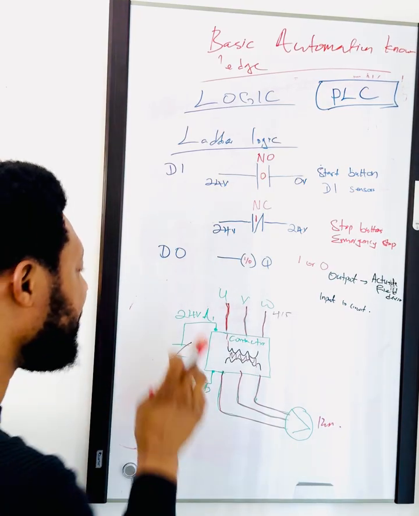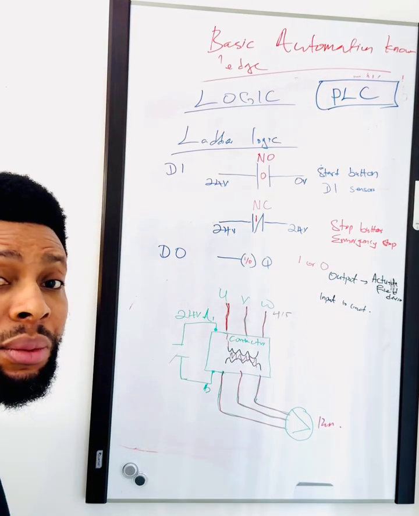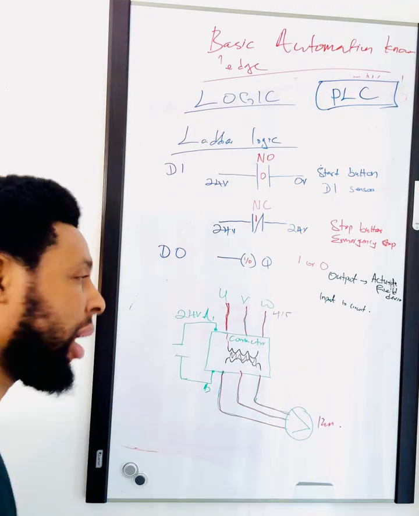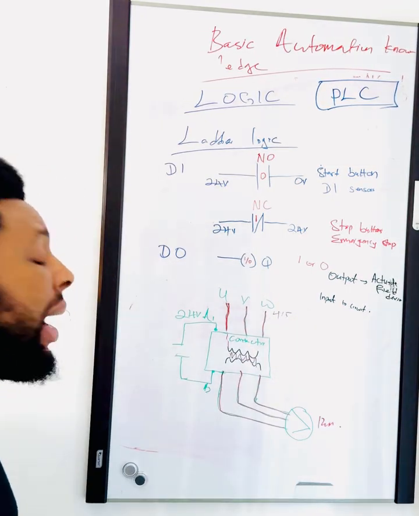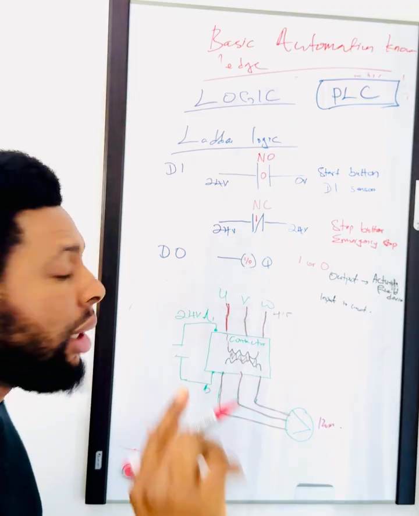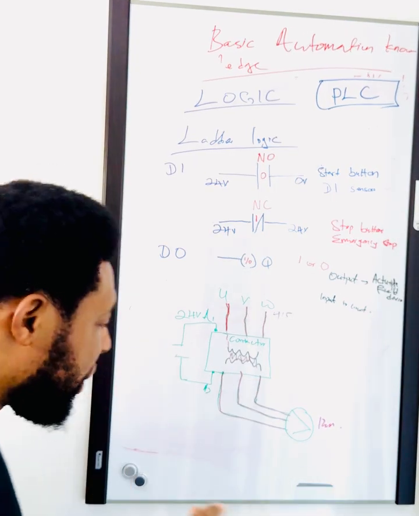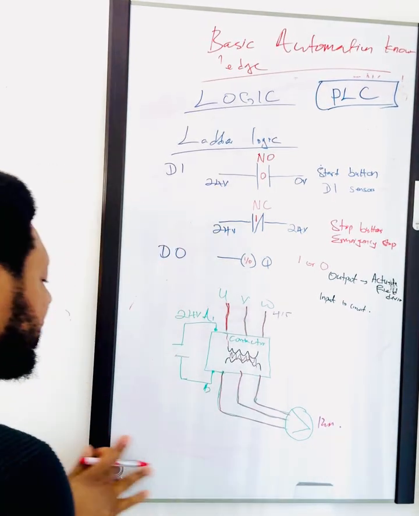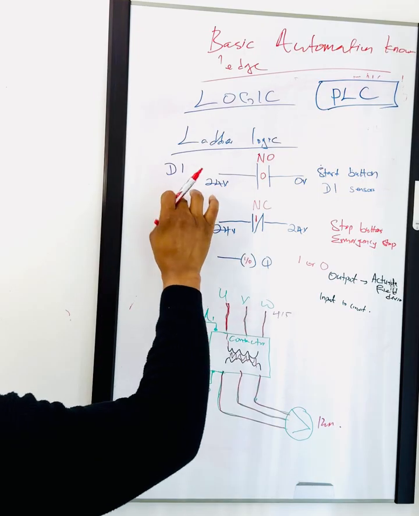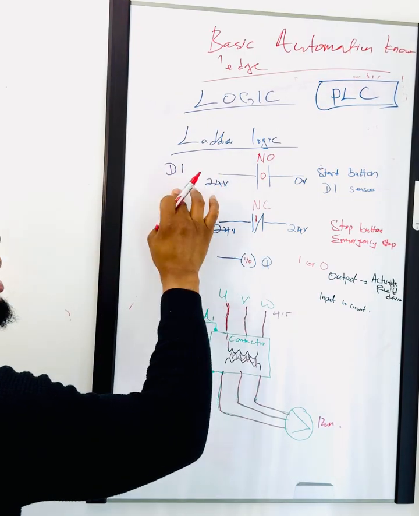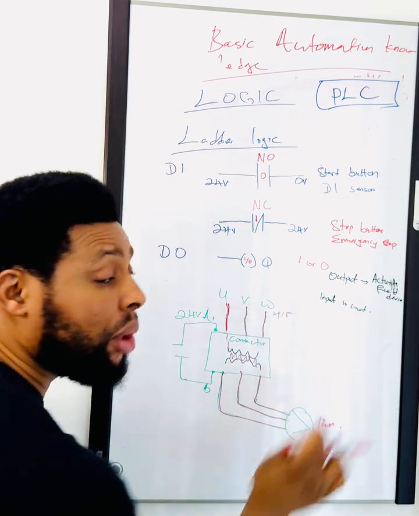What happens next? If you remove your hand, it's going to stop, right? But you're not going to hold the button like that. That's why you have latching. So I'm using this to explain the concept of how you use digital input to get digital output and run your motor.